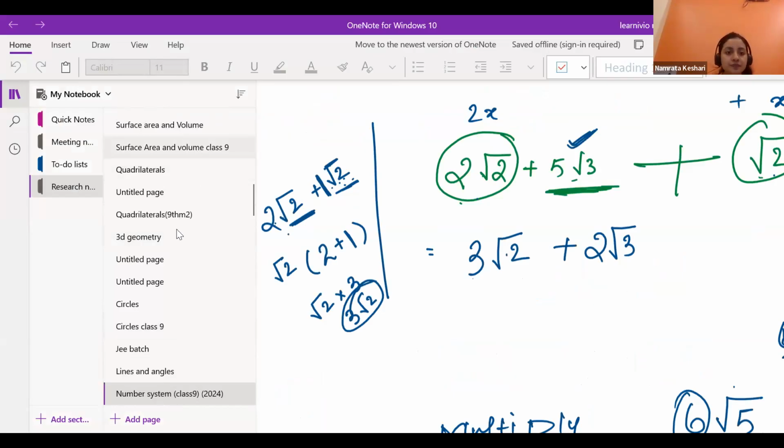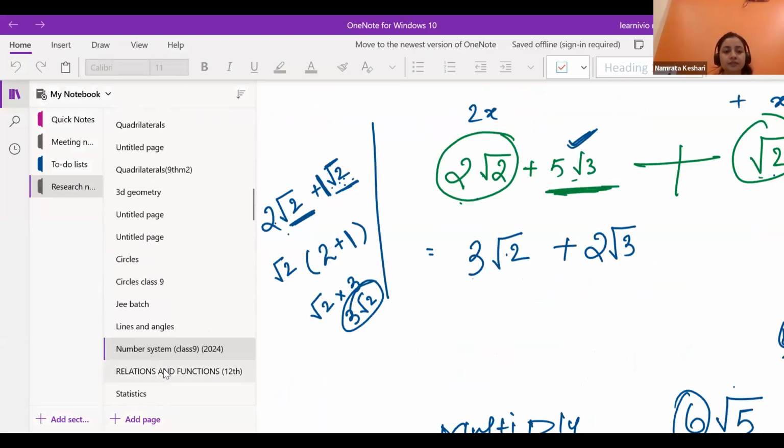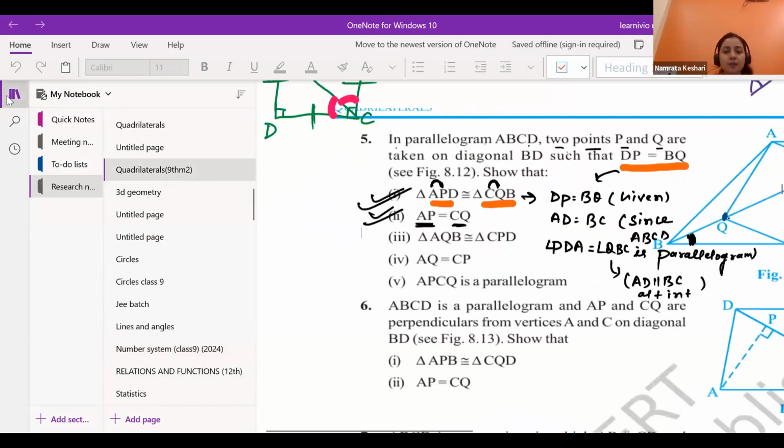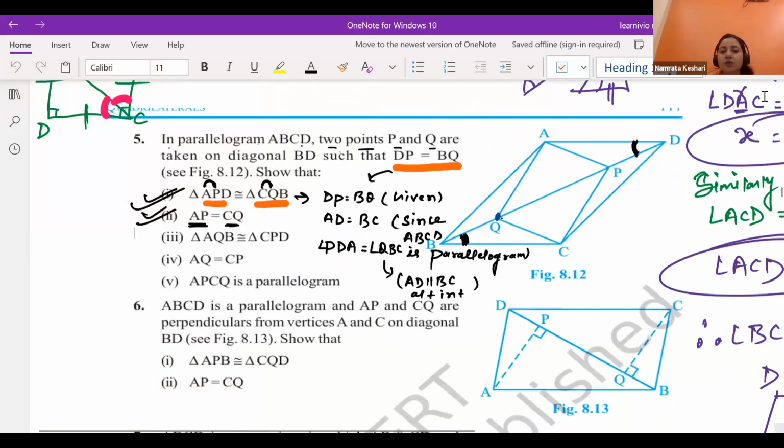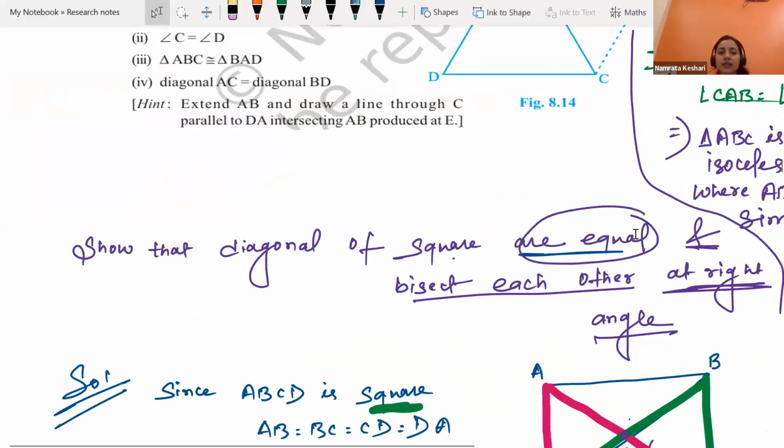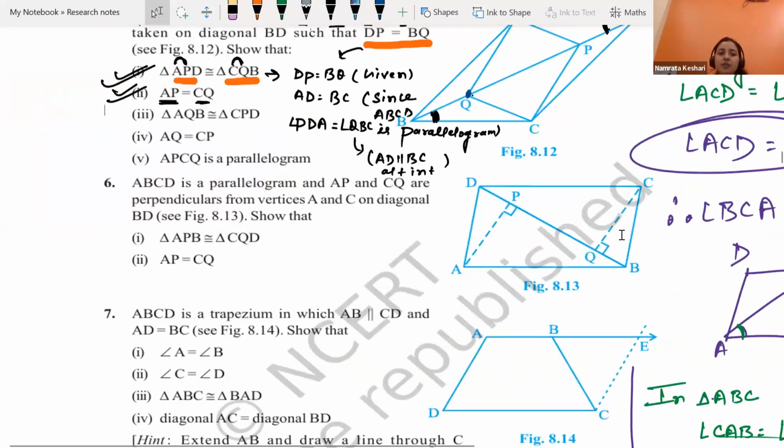Excuse me, ma'am. Is the midpoint theorem explained in the last class? I was confused. No, I have not explained the midpoint theorem in the last class. I'll be covering it quickly today, and then we'll take the midpoint theorem.